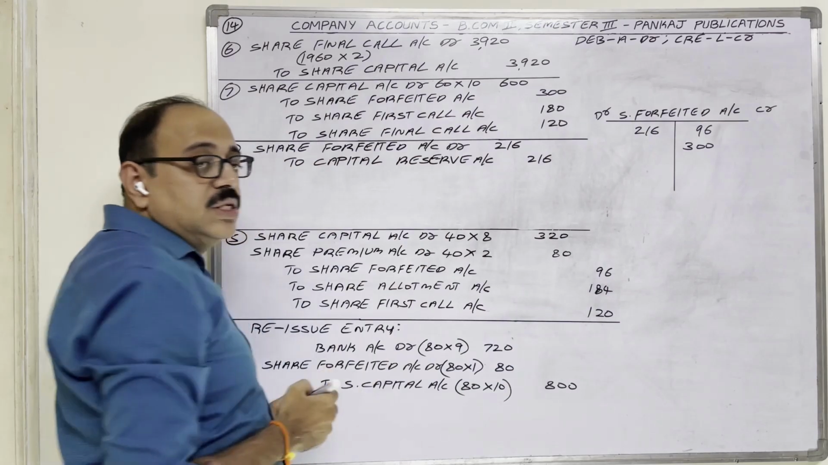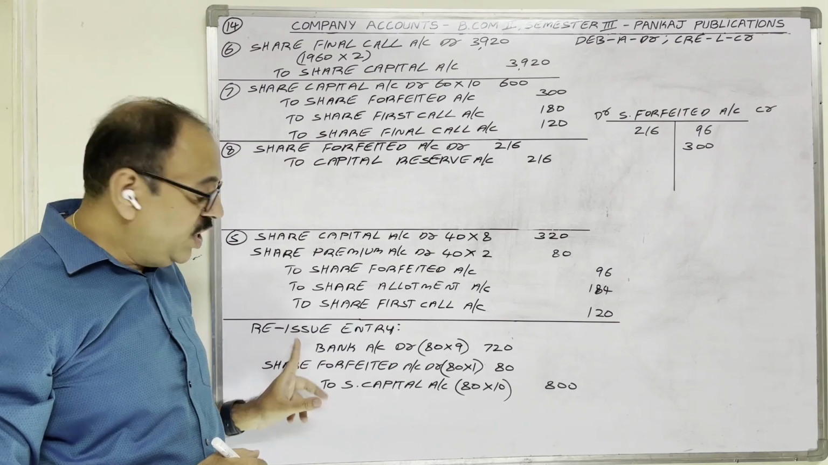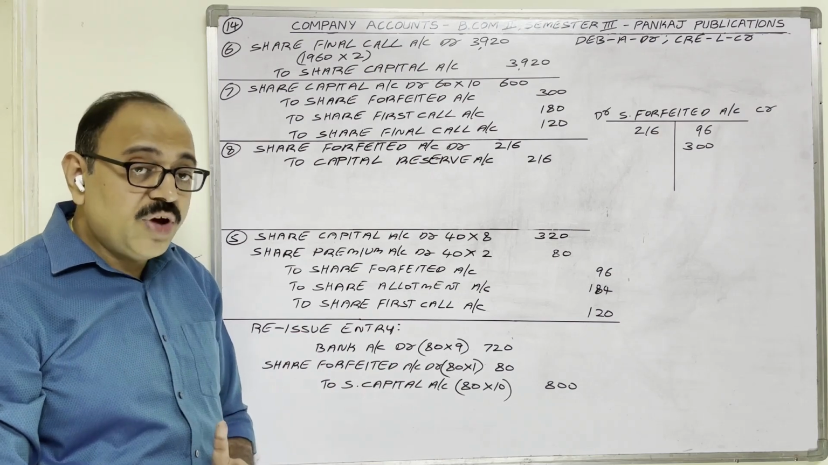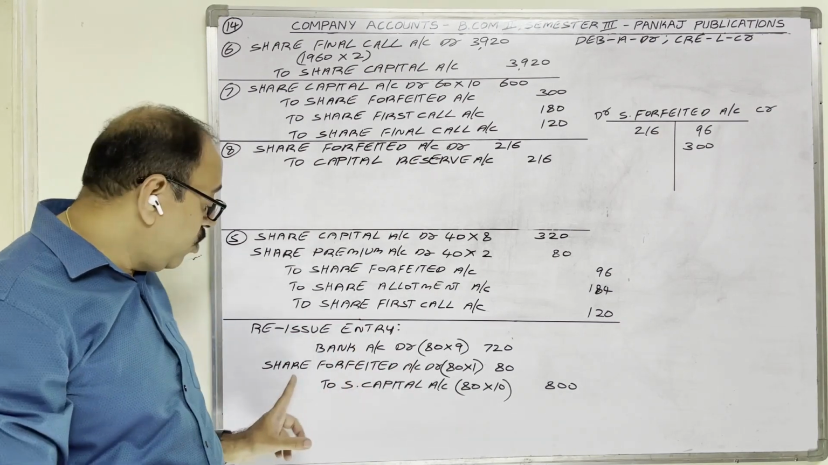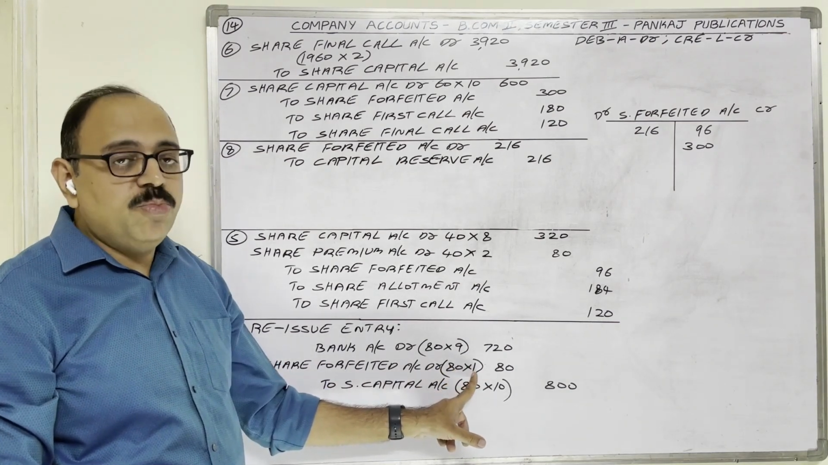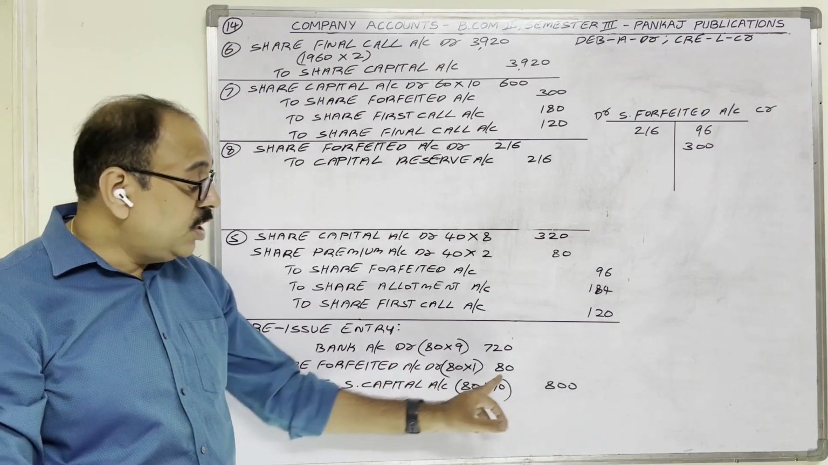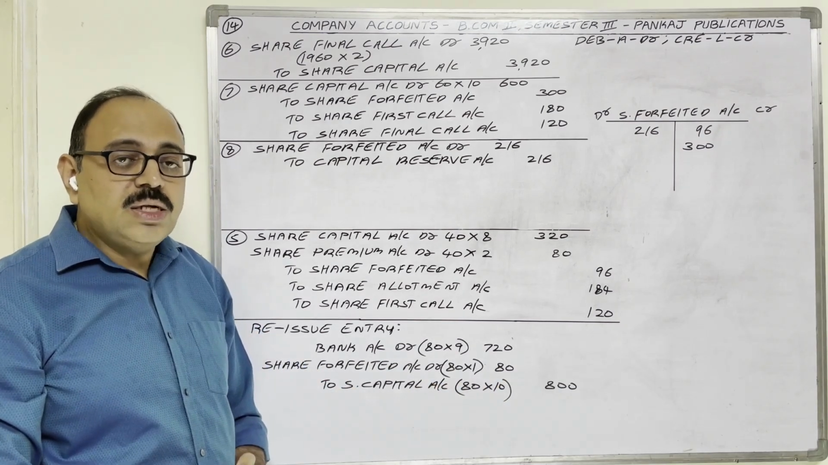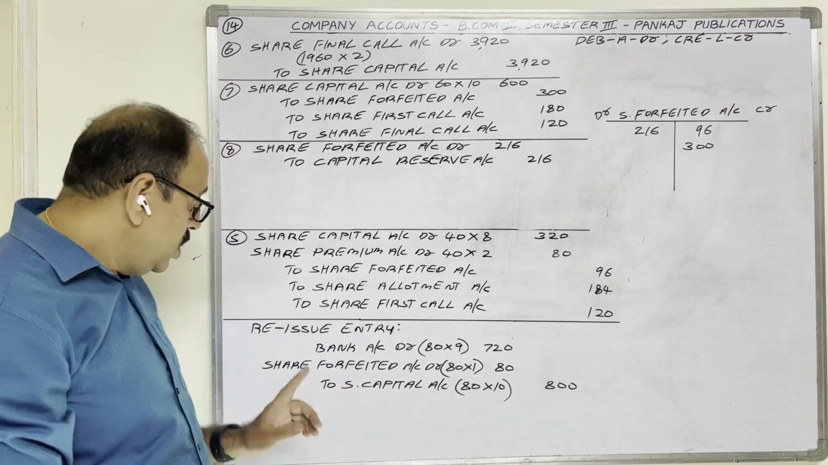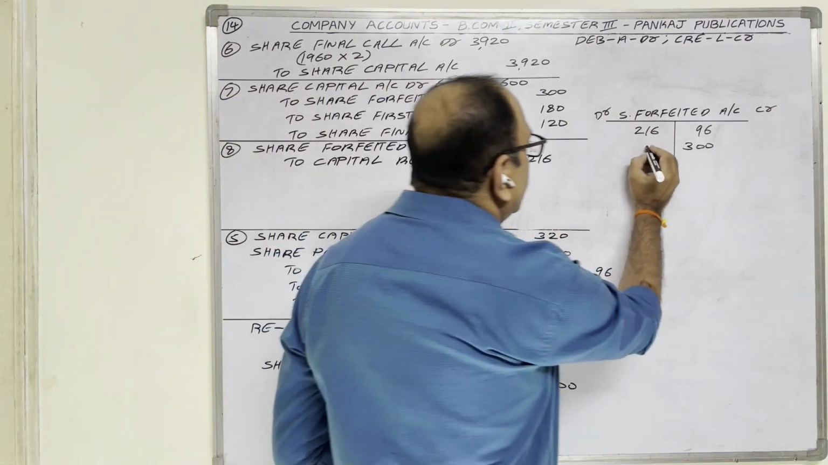Not only these entries, even the reissue entry we should also consider. In the present problem, we didn't write the reissue entry in the journal because we are preparing the cash book directly. But don't forget, in the reissue entry also share forfeited account will be debited, because on 80 shares, at the rate of 1 rupee each, there is a discount in reissue, which is a loss to the company. 80 rupees is the loss to the company. That loss the company is adjusting from the share forfeited account credit balance. Therefore share forfeited account is debited with 80 rupees. That 80 also comes on the debit side.